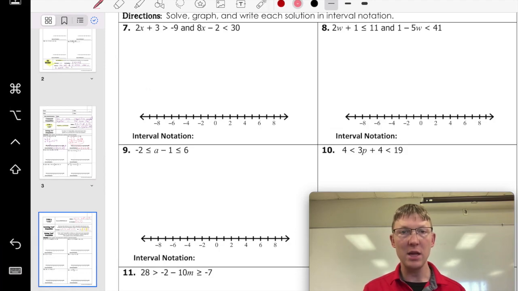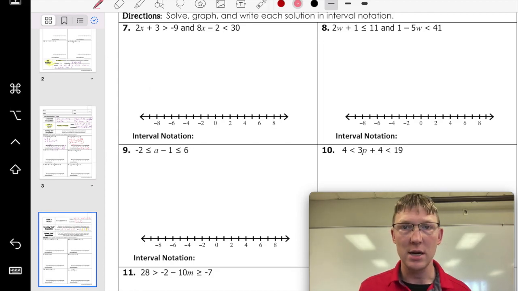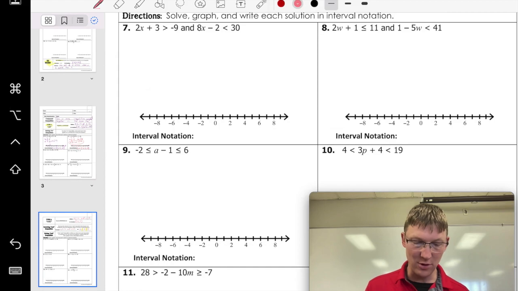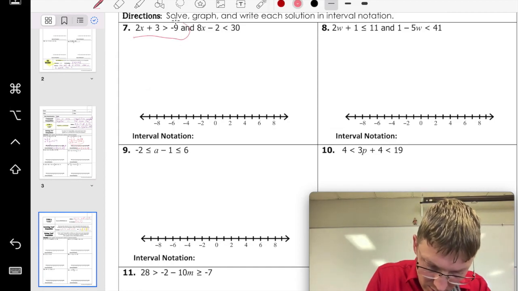So solving the "and" inequalities is actually the same process as solving the "or" inequalities. You just get a slightly different answer. You're going to solve both sides, and then you'll essentially "and" them together or connect them together. So here we go. We'll start with this guy right there.